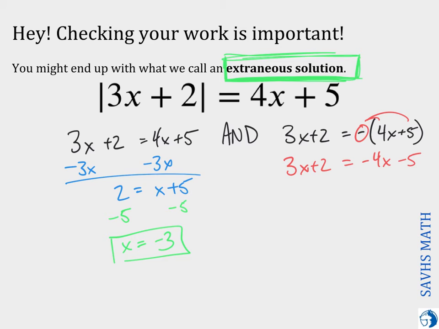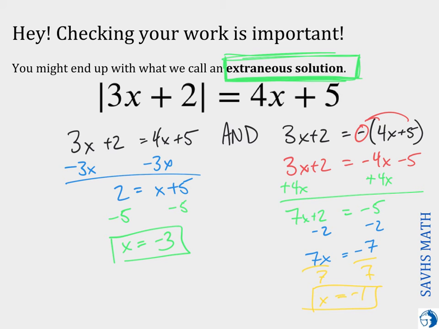Okay. Add, this time, 4x to both sides. And I get 7x plus 2 equals negative 5. Then I'm going to subtract 2, and I get 7x equals negative 7. Divide both sides by 7, and I get x is negative 1.